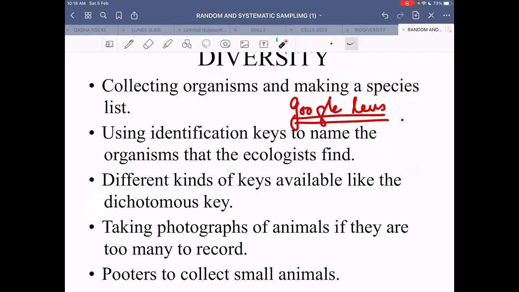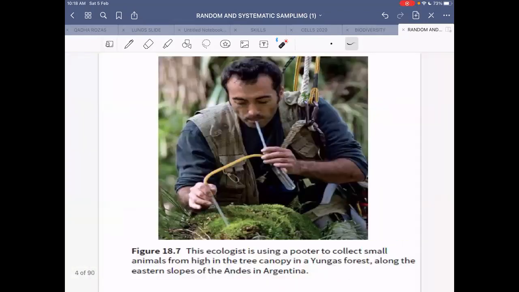As I told you, if I come across too many animals, I won't remember all the names, and I may not have enough time to write all the names, so I will just take pictures and then when I come home I can do all that. Pooters are used to collect small animals. I'll show you a picture of this man who is collecting small animals by means of a pooter. You can see these are small insects that he can't capture in the usual way, so he'll be using this very simple device to collect those small insects. He can collect them, he can study them. Of course, he will go somewhere with his team and study, and then he can have an idea, because he can't do everything on the ground.